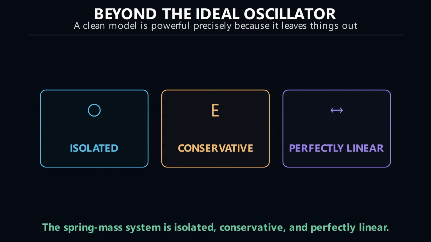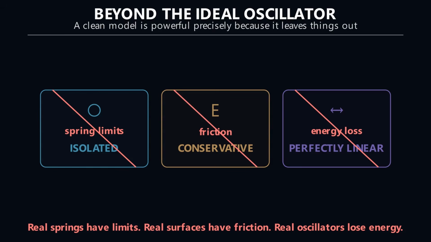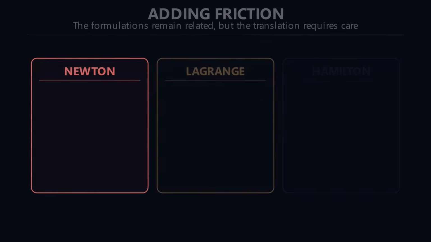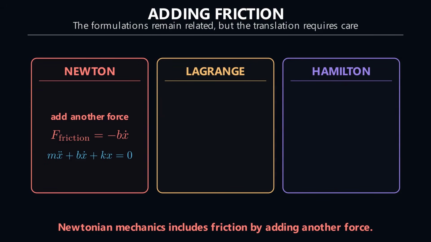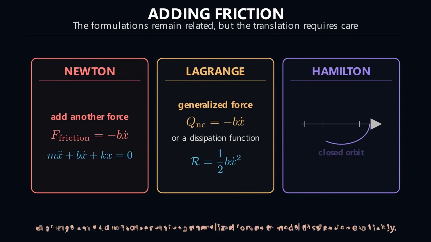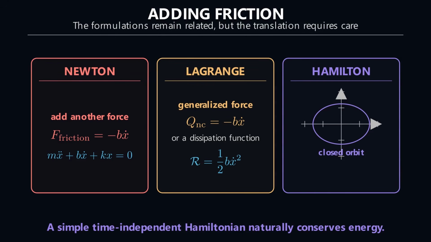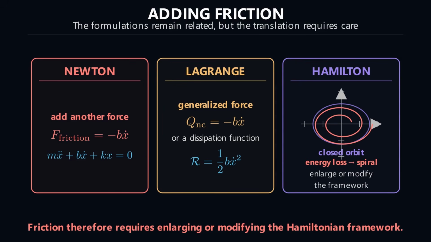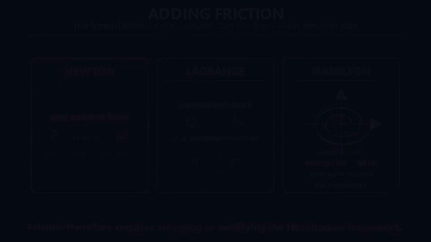This spring mass system is deliberately simple. It is isolated, conservative, and perfectly linear. Real springs have limits. Real surfaces have friction. Real oscillators lose energy. Newtonian mechanics handles friction by adding a friction force. Lagrangian mechanics can include non-conservative generalized forces, or a dissipation function if you like. Our simple time-independent Hamiltonian conserves energy, so friction takes some extra work and may require us to modify or enlarge the setup. This is worth mentioning because we cannot translate between the three methods blindly. The assumptions have to match, especially once non-conservative forces are involved.